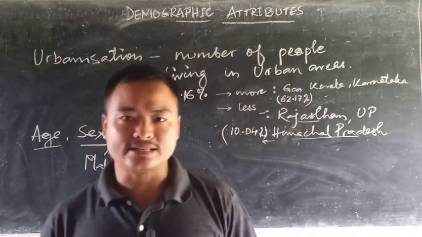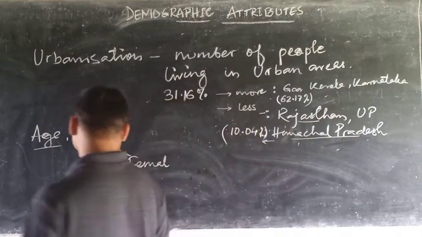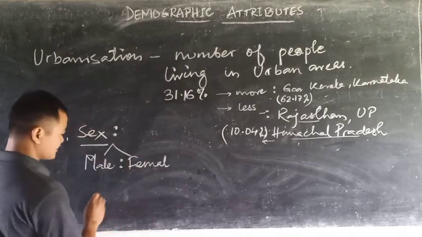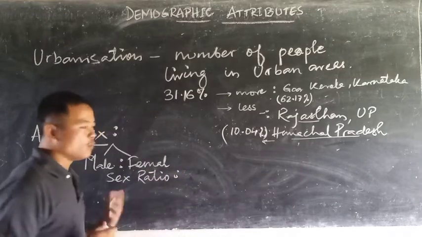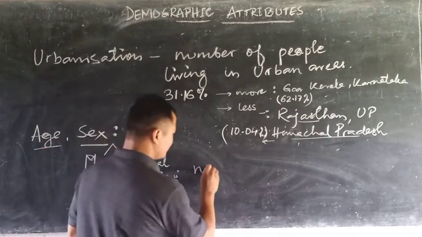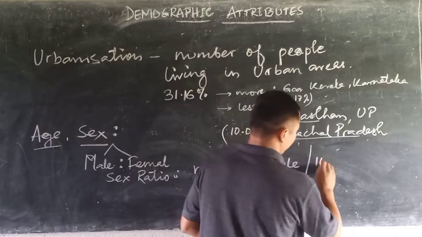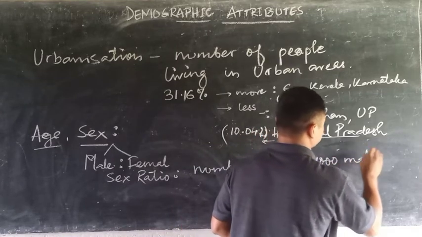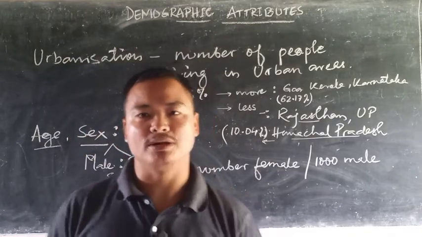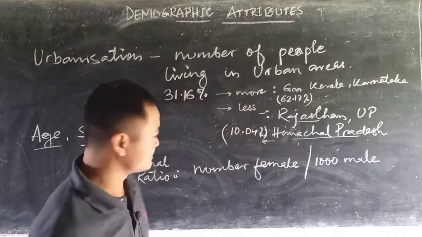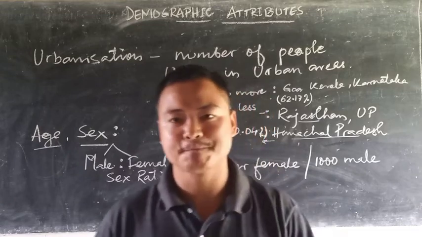So in India again, we see that the male population is dominant over the female population. So we get a ratio between the male and female population of India, which we call the sex ratio. So what is sex ratio? We count the number of female population per 1000 male population. Number of female population per 1000 male population is considered to be the sex ratio. In this regard, we find the sex ratio in India is 940 per 1000 males.